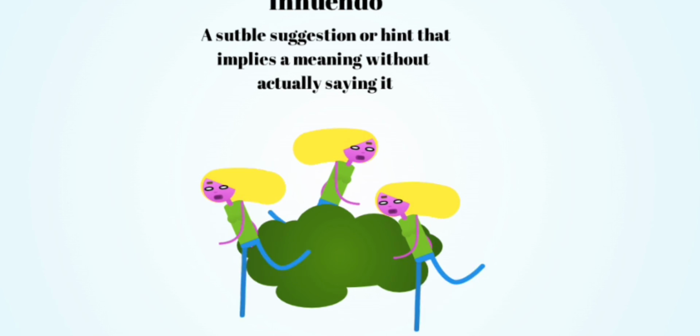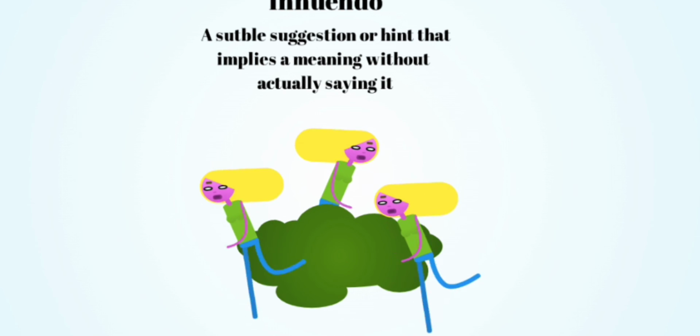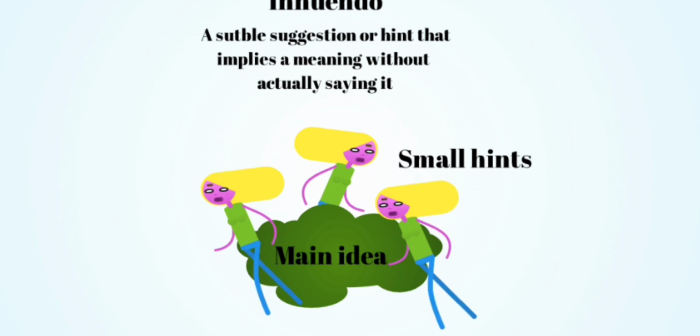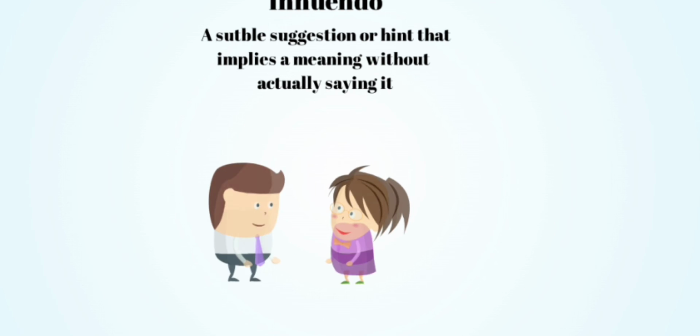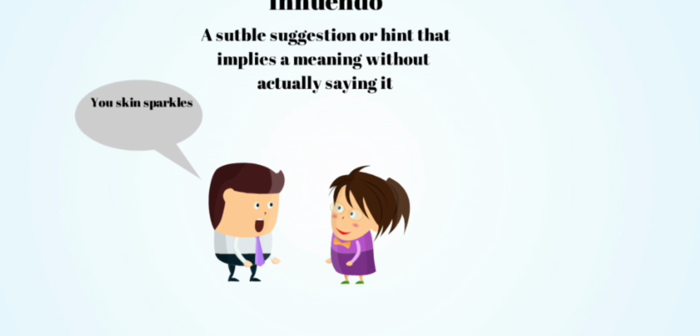Innuendo. Innuendo means a subtle suggestion or hint that implies a meaning without actually saying it. I'll be explaining the definition so you can understand it more clearly. It's subtle hints just beating around the bush. Like the main idea is the bush, but you're given small hints as to what the main idea is. Examples would be sayings like, your skin sparkles, or you have a good smile, which are ways of telling someone they are beautiful without actually telling them.